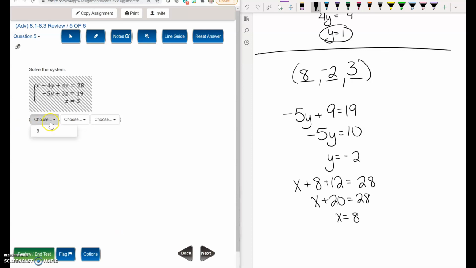This needs to be a fill in the blank, not a drop down. I will change this so it's a fill in the blank. You type in 8, you type in -2. You don't need any space, just plain -2 and 3.